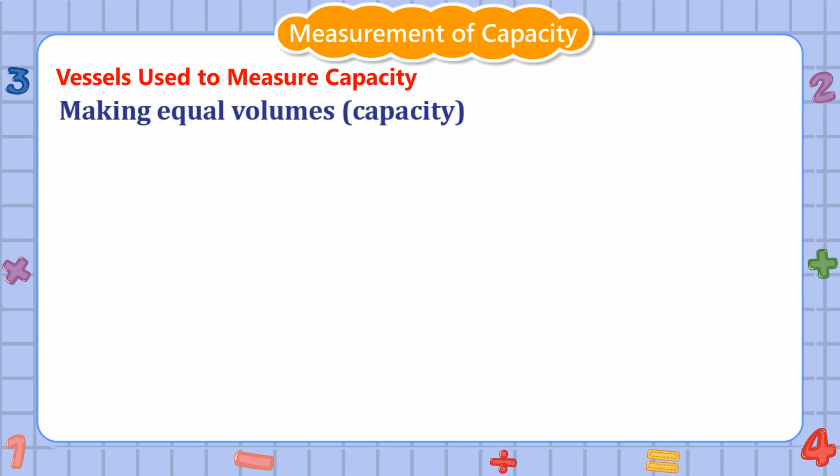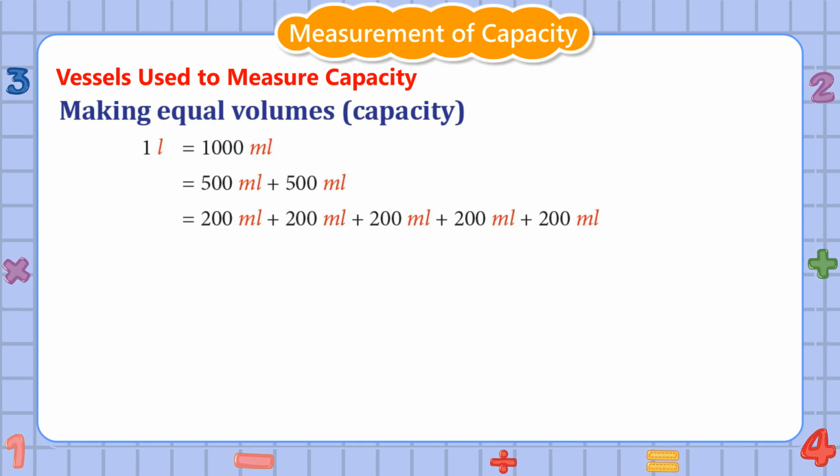Making equal volumes or capacity. 1 liter is equal to 1000 milliliters. It is equal to 500 milliliters plus 500 milliliters. It is equal to 200 milliliters plus 200 milliliters plus 200 milliliters plus 200 milliliters plus 200 milliliters.